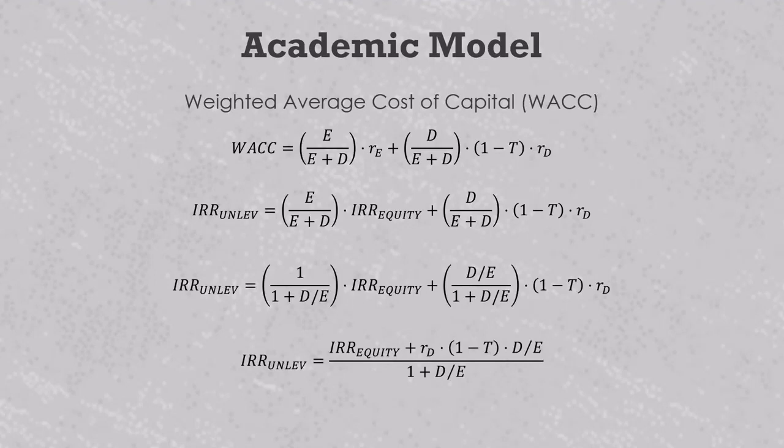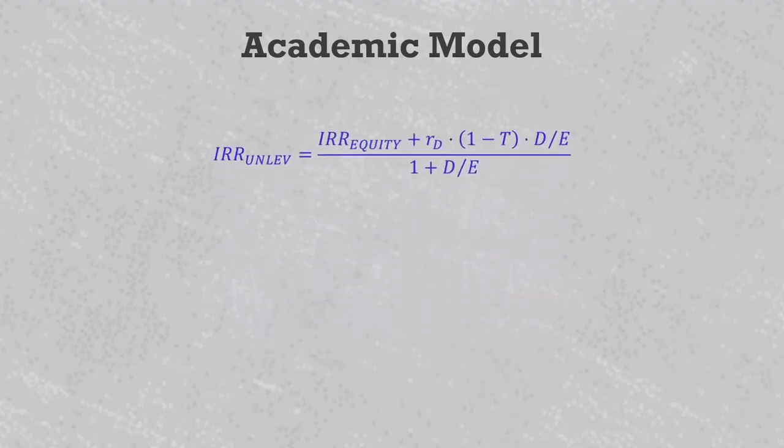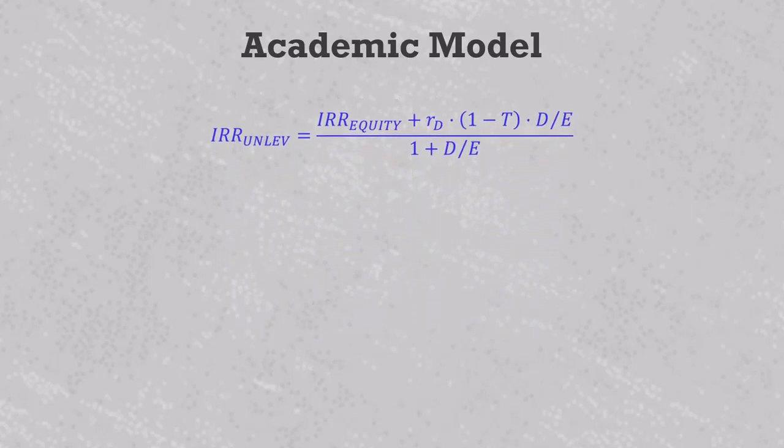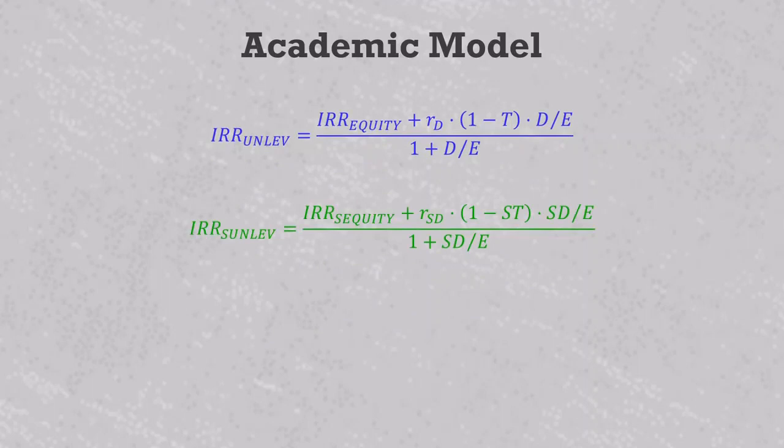We will use this formula for our private equity deal and change the color to blue so we don't lose track of the terms. In green, we'll do the same thing with the returns of the sector, where IRR sequity will be the sector equity return, IRR sunlev will be the unlevered sector return, SDE will be the sector's debt to equity ratio, ST will be the sector tax rate, and RSD will be the average cost of debt to companies in the sector. These two equations form the basis of the academic models, so let's consider the numbers that we'll need to plug into these formulas.